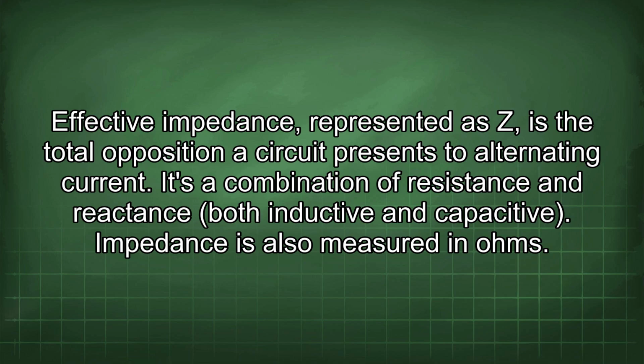Effective impedance is the total opposition a circuit presents to alternating current. It's a combination of resistance and reactance, both inductive and capacitive. Impedance is also measured in ohms.